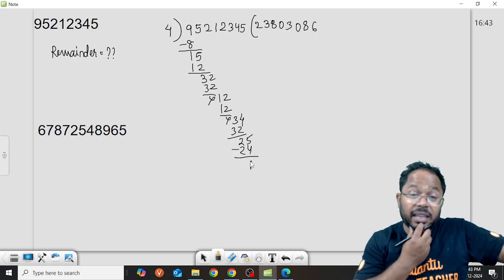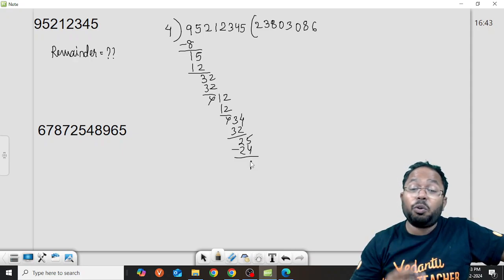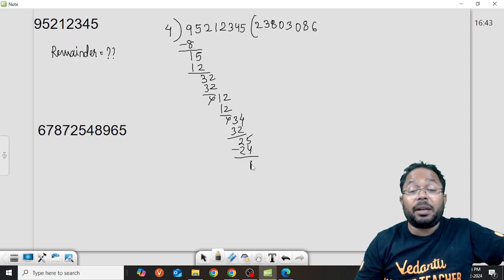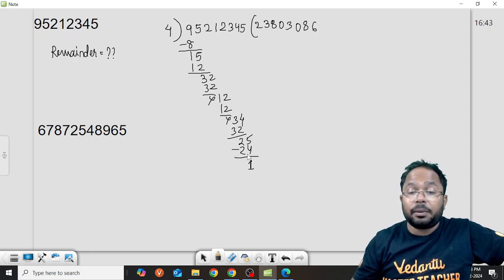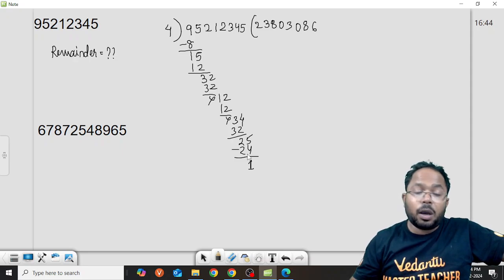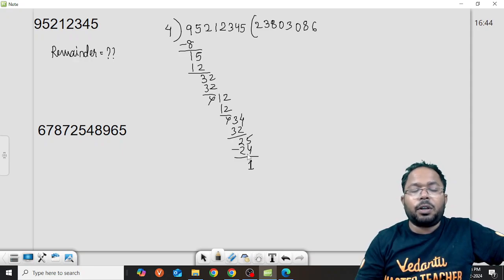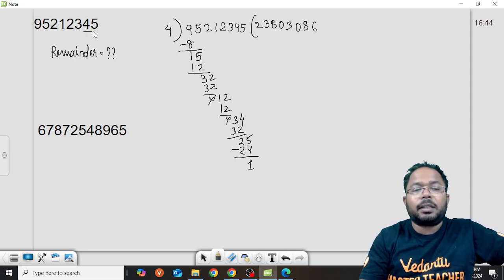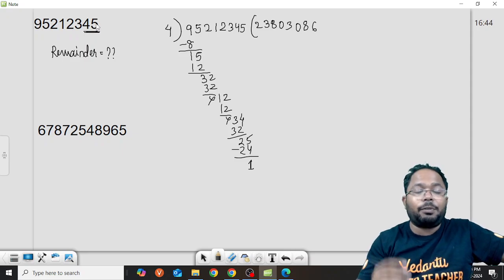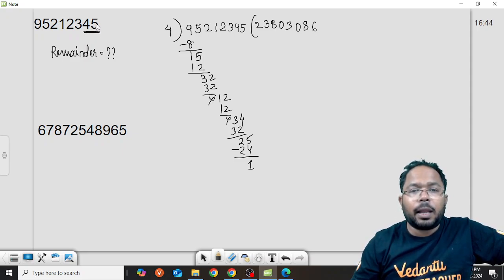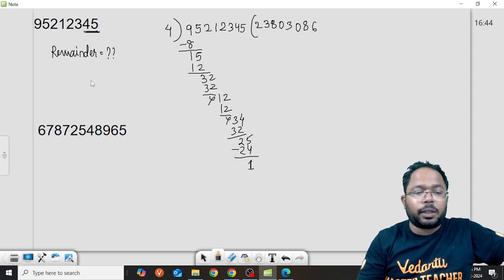Now, isn't this taking too much time? Yes, it's taking too much time to get this remainder 1. It took me around 5 to 10 seconds or even more than that. So how to do it with a faster method? Of course, the very easy method is this trick where we just look at the last two digits.